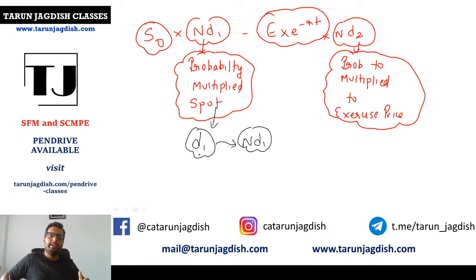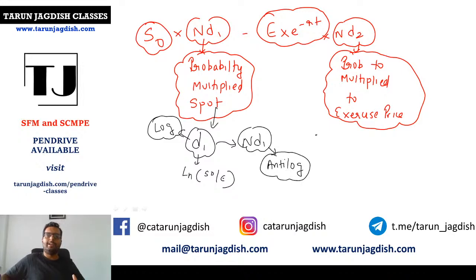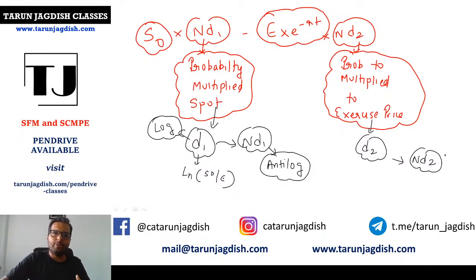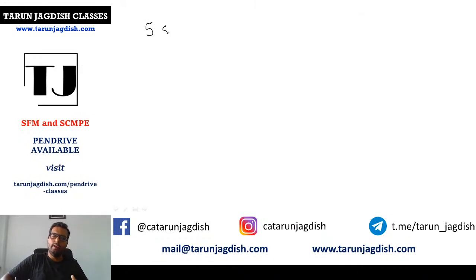It is something like D1, you have seen there is something called as ln into S0 by E. So I would say D1 is actually logarithm. If D1 is logarithm, what will be ND1? ND1 will be the anti-log. That's what they do. Similarly, here first we should find out D2 and from D2 we should go and find out ND2. So ideally friends, for solving the Black-Scholes model, we are going to use 5 steps.